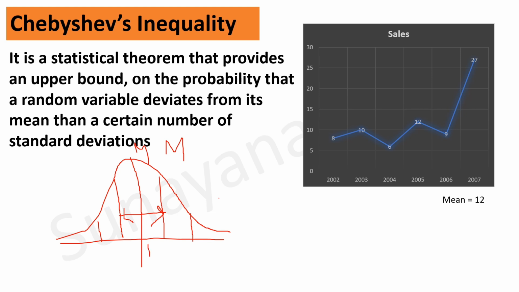This distance is 1 standard deviation. And if you take this one, this is the second standard deviation.